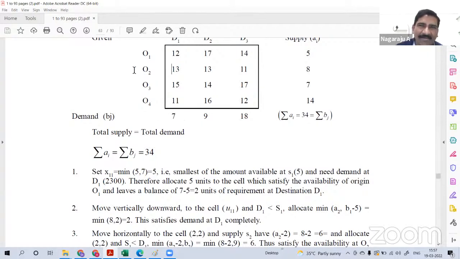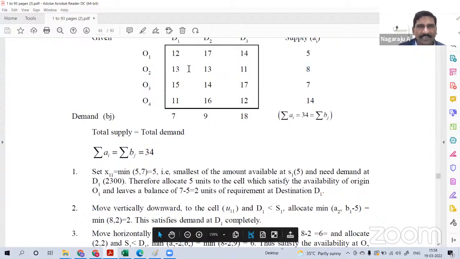Again I will take the second supply, which is 8, and here the demand is 2. Between them the least is 2, so 2 is allotted for X13. So here, if we allot the 2, then the remaining is how much? The 2 is completed.